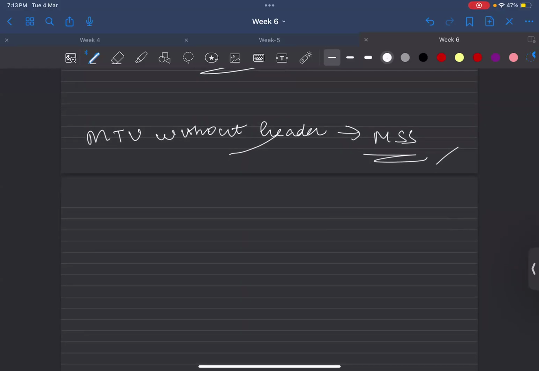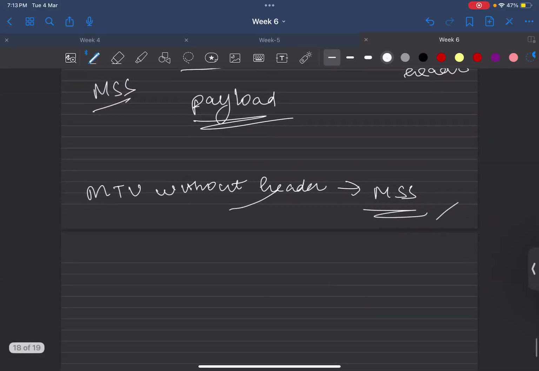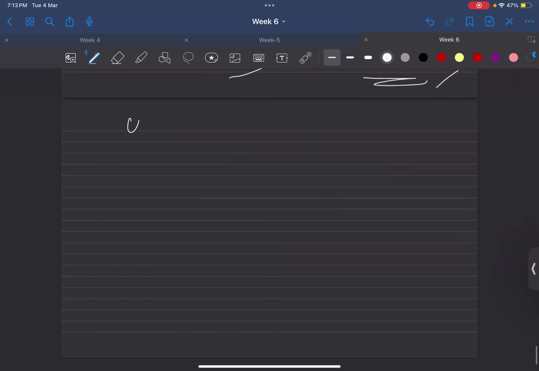Should we move forward? Yes, ma'am. It is approximately, but it's not equal. Okay, leave that part, I'll come to it afterwards. Now, one more thing. What are the challenges faced in TCP design? Anyone, can you tell me what the challenges can be?